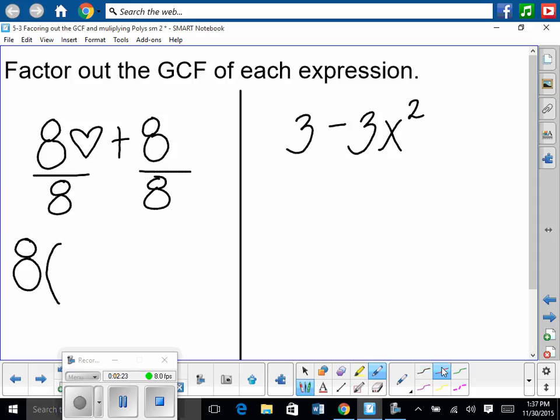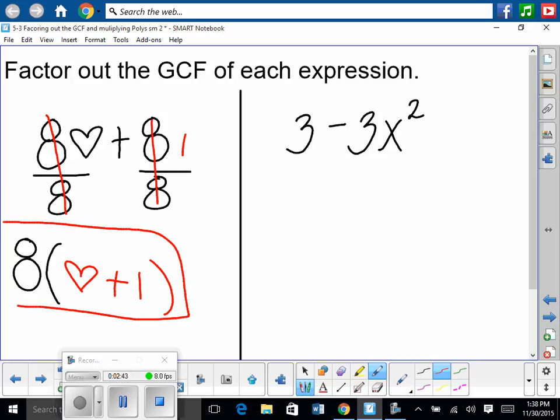So let's look here. 8 heart divided by 8. The 8's divided out, what's left? Heart. So in the first term, there was a heart left. Very good. Now we have positive 8 divided by 8. What does that divide to be? 1. So we had a plus 1 left. And we're done. We factored this. Now understand, you can check your answers. If you multiply it back together, you should end up back to where you were before you factored. 8 times heart is 8 heart. 8 times 1 is 8. Do you see how I can check my answers?